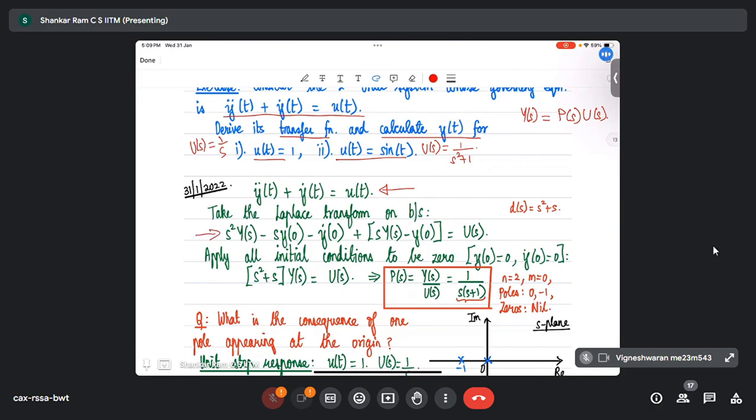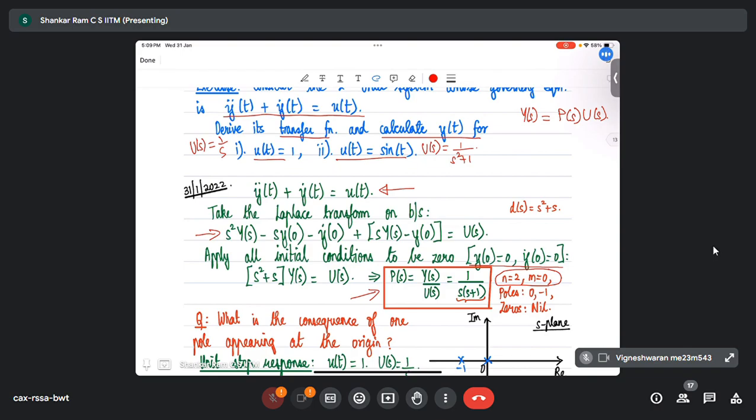By now we know how we get it. And then we apply all initial conditions to be 0. So then we get the transfer function to be 1 divided by s times (s plus 1). This is pretty straightforward. Now, if you look at this transfer function, the value of n is 2 and the value of m is 0. The denominator is of order n, so n is 2. The numerator is only a constant term, so m is 0.